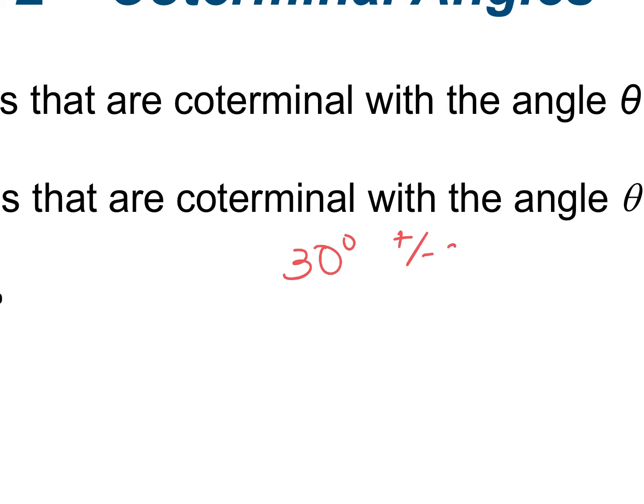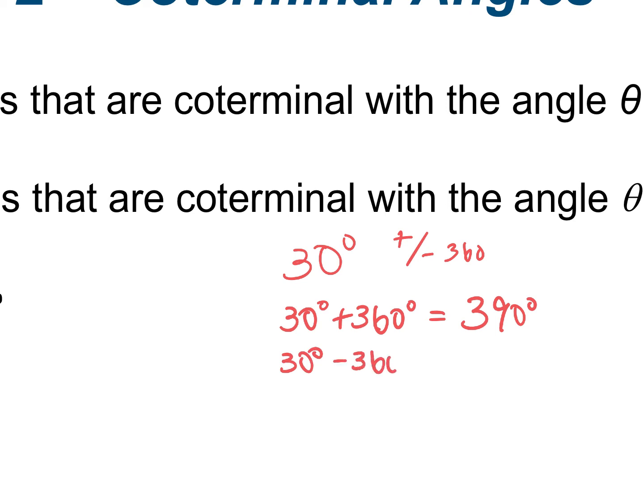Plus minus 360. Good. So you would write 30 plus 360, which is what? 390. Okay, that's your positive. Then you would start off with your angle, 30 degrees minus 360, which is what? Negative 330. Do you see how you have one positive and one negative coterminal angle?